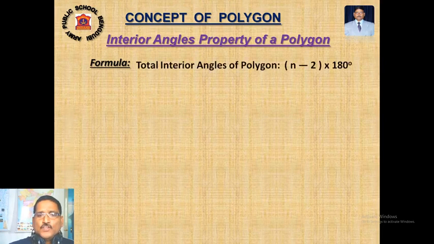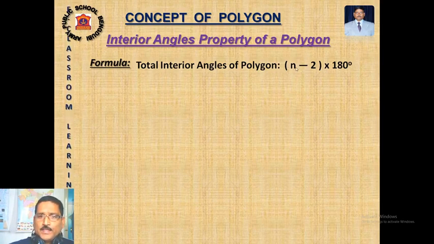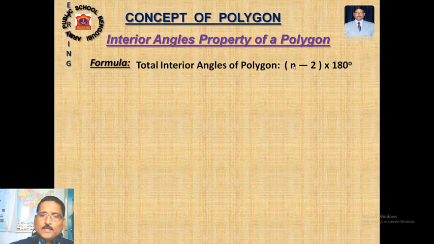Now what about the interior angles property of a polygon? So total interior angles of a polygon is (n minus 2) into 180 degree. It may be regular, it may be irregular. N refers to what? N refers to number of sides. Say a triangle, what is the number of sides? 3. 3 minus 2 is 1, 1 into 180 is 180. That's why total interior angle of a triangle is 180. This way you can apply to any type of polygon: triangle, square, pentagon, hexagon, heptagon. Result will be the total interior angle.